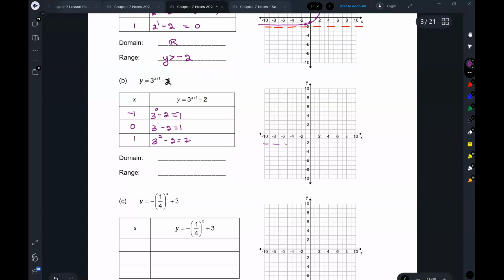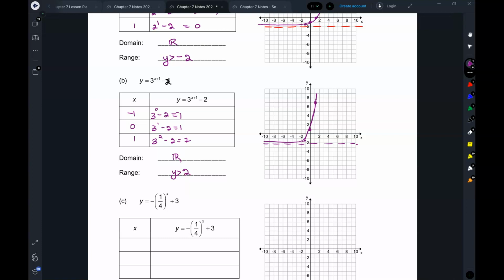Okay? So here we go. We're at y equals negative 2. Negative 1, we're at negative 1. Then 1. Then 7. Do you see how much quicker this is? It's because the whole thing has been shifted to the right one, so we're kind of on the other side now. The domain is all real numbers and the range is y is greater than negative 2.